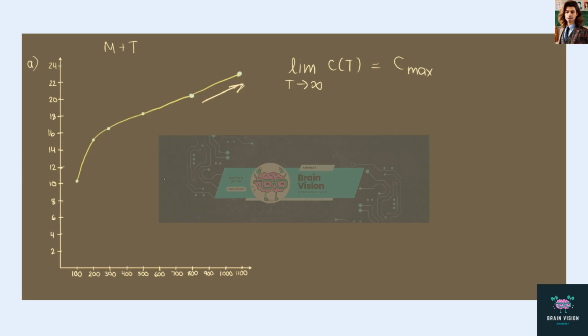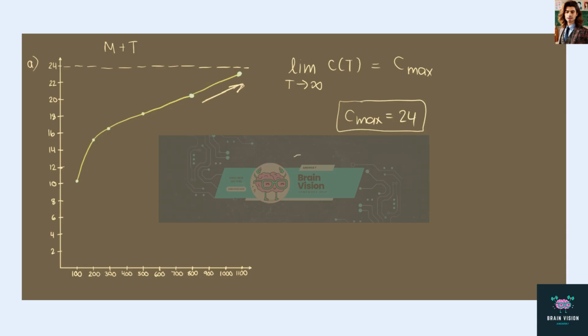If we look forward here, let's extend the 24 line to see if it's close. We see that it's pretty close to 24, and because we're rounding to the nearest integer, we can get away with saying that Cmax is equal to 24. So that's one half. The other half is m.